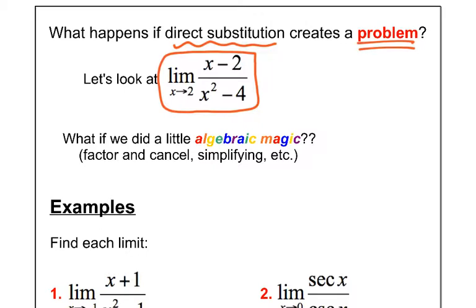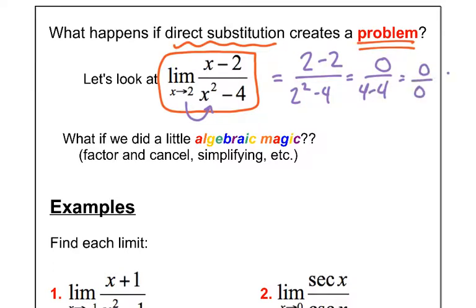First step, always plug it in. Let's see what happens. I get 2 minus 2 on top, and at the bottom I get 2 squared minus 4. On top I get 0. That's not bad. 0 on top is legal, right? That's fine. But look on the bottom. Uh-oh, I'm not liking this, folks. Oh no. What are we going to do? So we can't figure this one out by direct substitution.